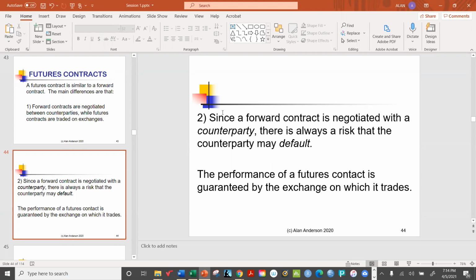Okay. So therefore, if you want to get rid of all your credit risk, you have to get a futures contract. With a forward contract, you can never really completely get rid of it. Although, realistically, if you're going to deal with Goldman Sachs, let's say, or Morgan Stanley, it's not likely that they'll go out of business, but it's always possible. So you never know.